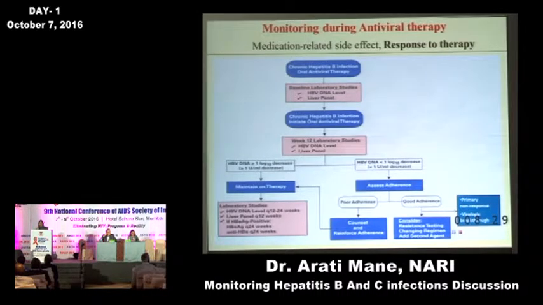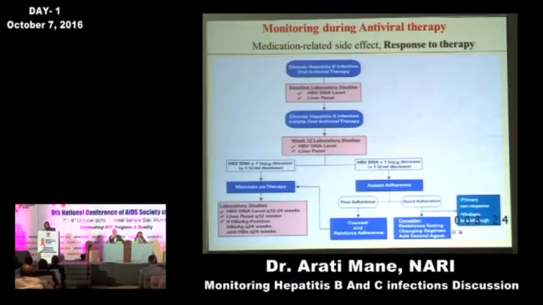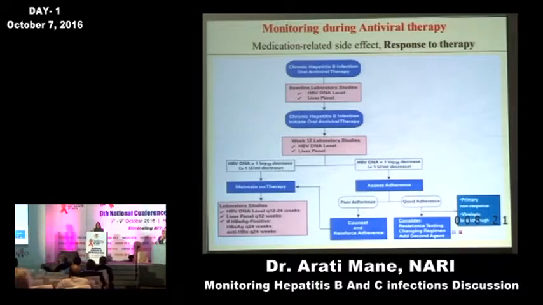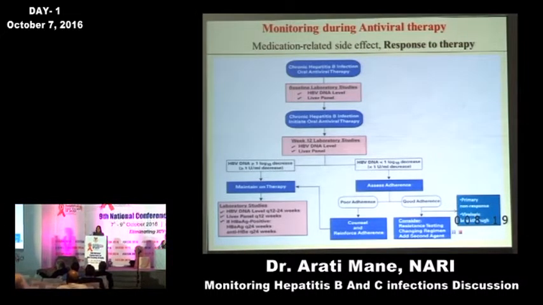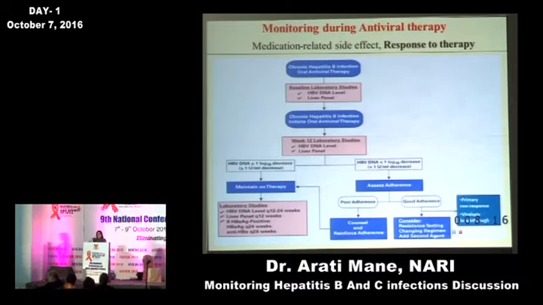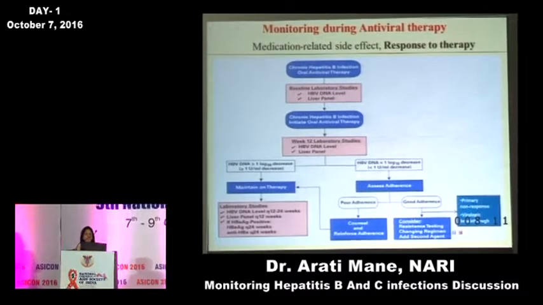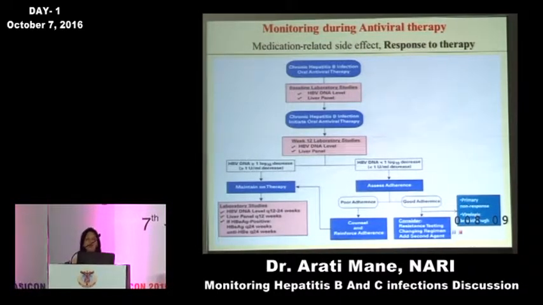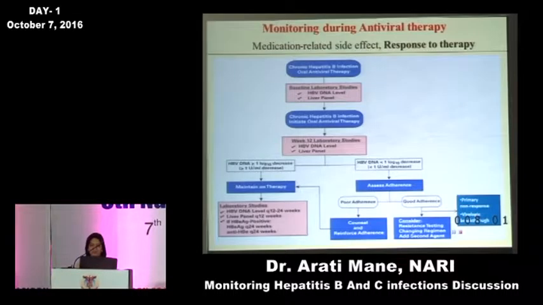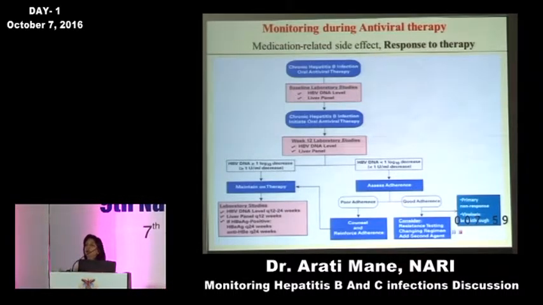Here I've just put up the general approach. At baseline, we look for the quantitative hepatitis B viral load. This is followed by the liver panel test. Then the patient is initiated on therapy. After 12 weeks, you follow up again. If the patient has more than 1 log decrease in viral load, the therapy is continued, and at 3 or 6 monthly intervals, the liver panel and the quantitative tests for HBV DNA are done.